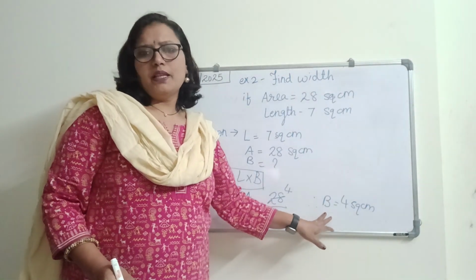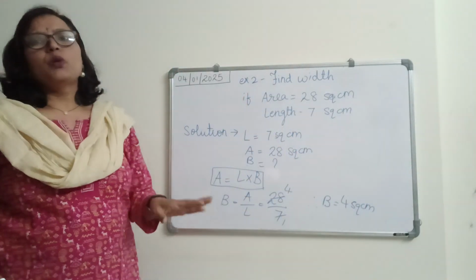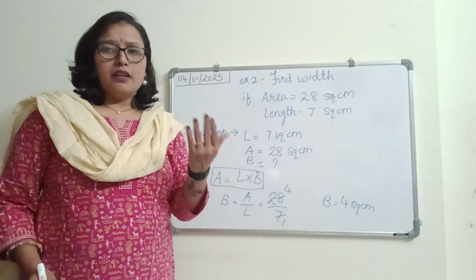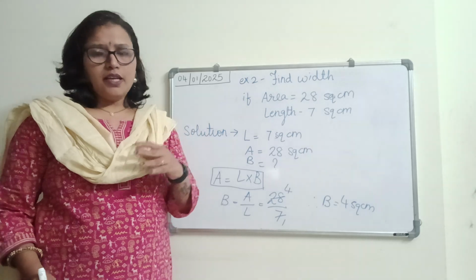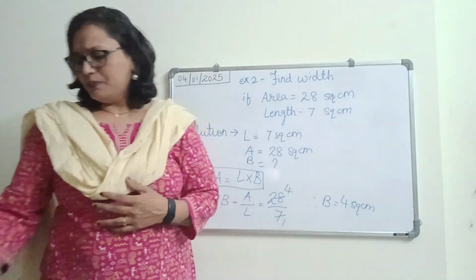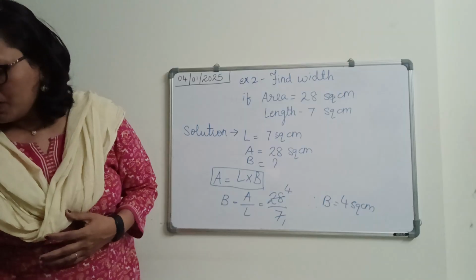So you got the breadth here. So this way also you can solve the rectangle. You can find the area of the rectangle, or you can find the length of the rectangle, or you can find the width of the rectangle. Now we'll move to the next.